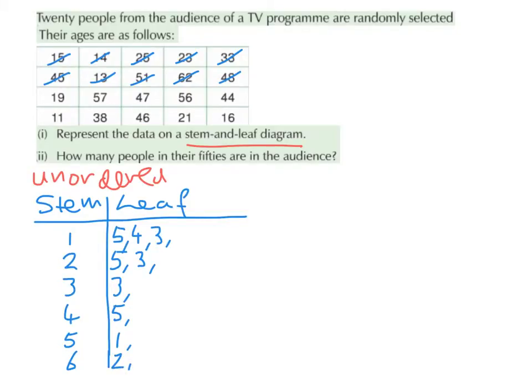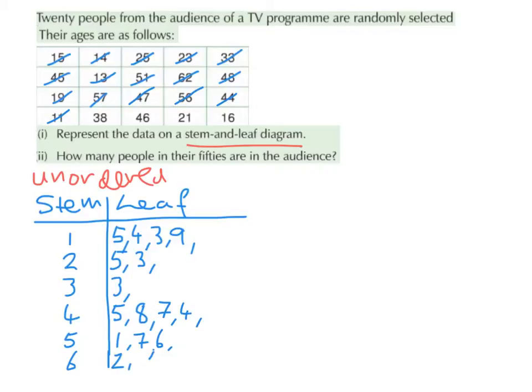Then 48, I write an 8 beside the 5 with a comma beside it. Then 19, I write a 9 beside the 3 with a comma beside it. Then 57, I write a 7 beside the 1 with a comma beside it. Then 47, I write a 7 beside the 4 with a comma beside it. Then 56, I write a 6 beside the 5 with a comma beside it. Then 44, I write a 4 beside the 7 with a comma beside it.